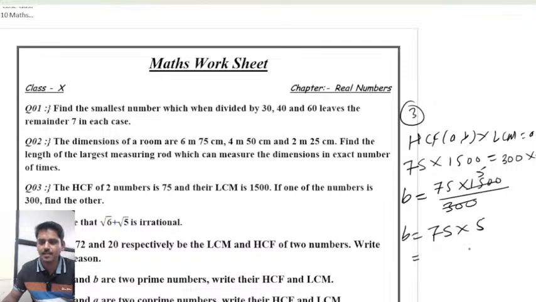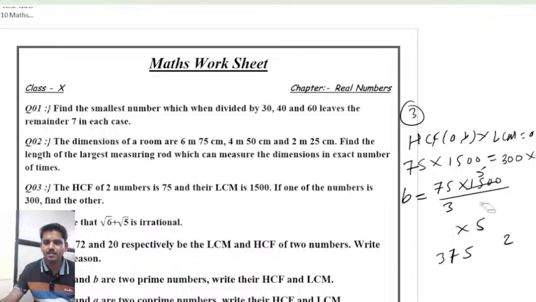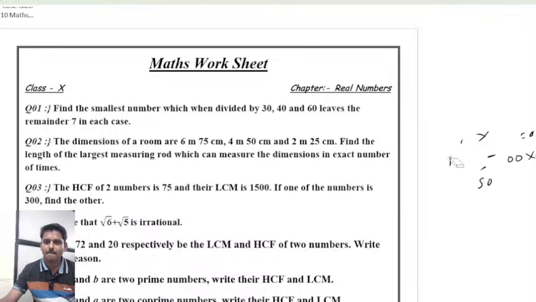Question number 4. Prove that root 6 plus root 5 is irrational. As we know, we solved examples only for one square root. Now here is the addition of two irrational numbers. For that we have the same method, but we have to square both sides first and then solve it. Okay, let us see.